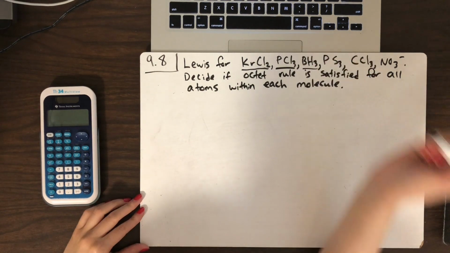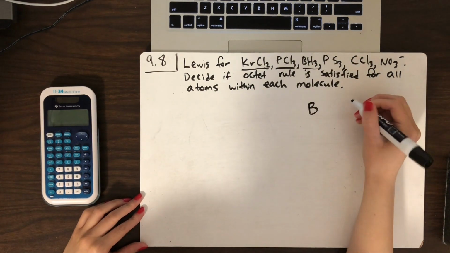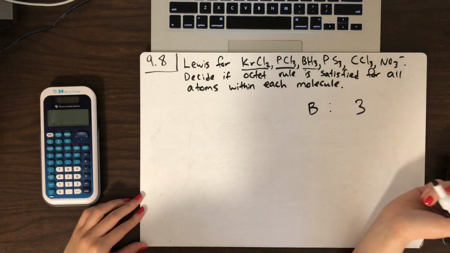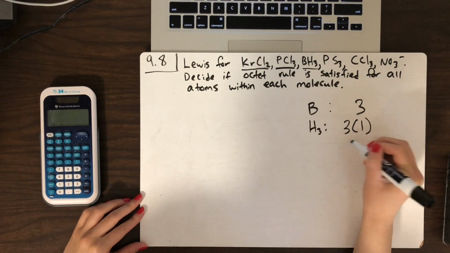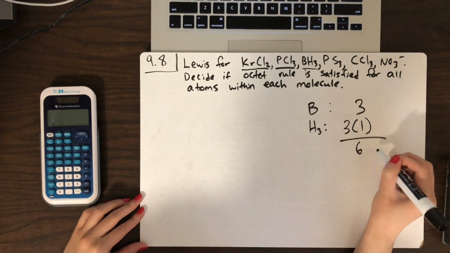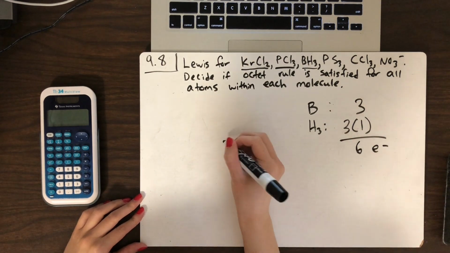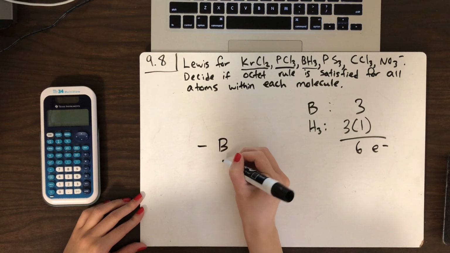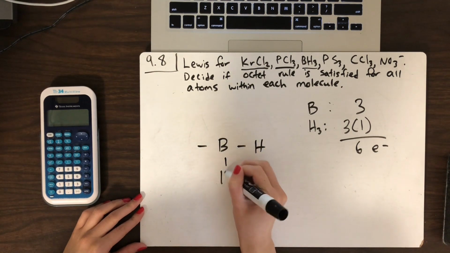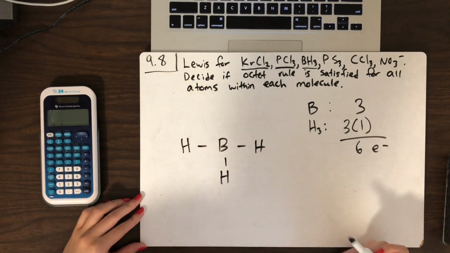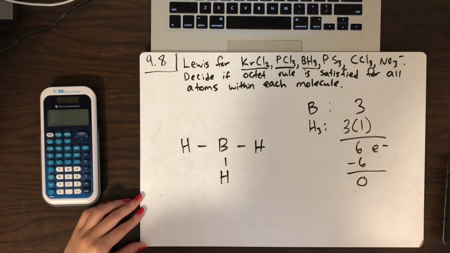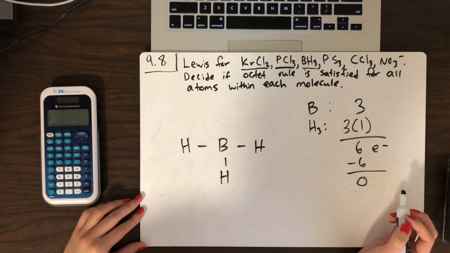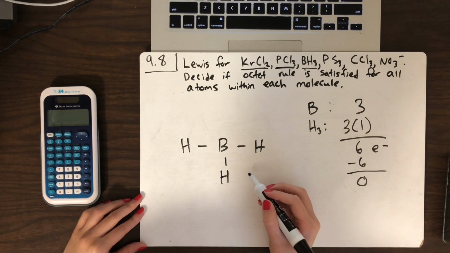The next one, BH3. Boron has 3 valence electrons, and then there are 3 H's, and they each have 1. So 3 plus 3, we have 6 electrons to work with. At the very least, you need to connect them to make a molecule. So I'll connect my B with 3 H's, and you'll notice we're already out. So we used up all our electrons. This is what we have to work with.